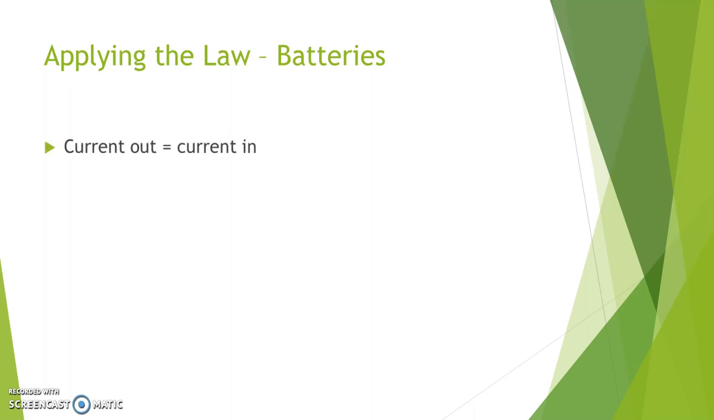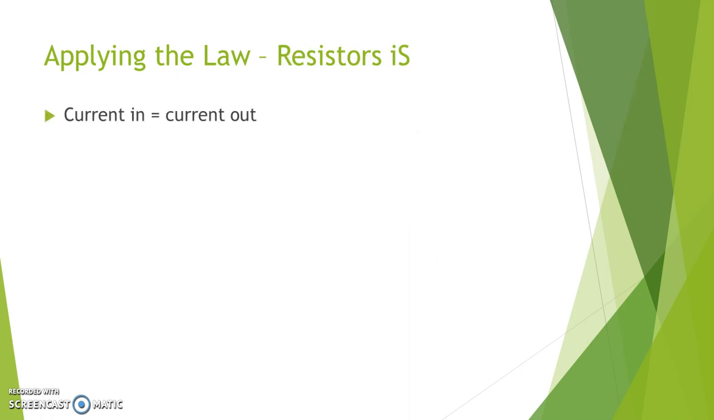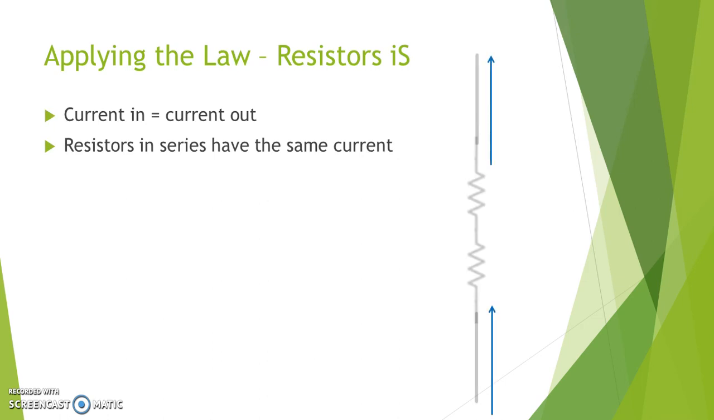If we look at a battery, current out is going to be equal to current in. So if we look at our battery here, our current goes out to feed our various devices. The current has to come back into the battery. Electrons just don't go away. So the electrons have to come back to the battery. Similarly, resistors in series have the same kind of thing. Current in is equal to current out. Okay, so in this case, we have two resistors in series, and the current passes through both of the resistors, and they both have the same current.